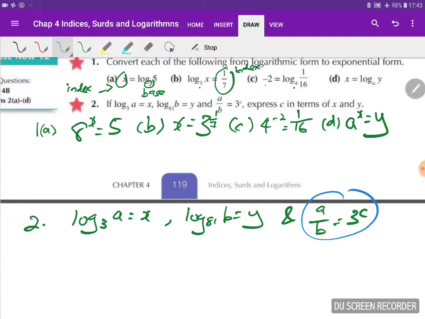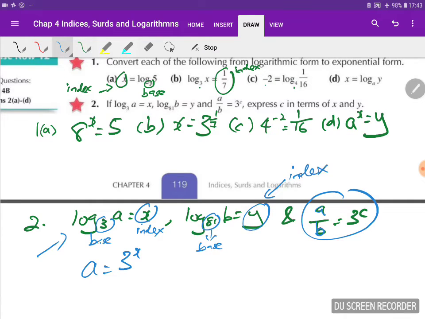So now that means I need to do something to the a. I need to find what a is. I also need to know what b is. So coming back to this log form, if I change to the index form, this is the base, this is the index. Index always by itself, so a equals 3 to the power x. For this log equation, this is the base, this y is on its own, so it's the index. So that means b equals 81 to the power y.